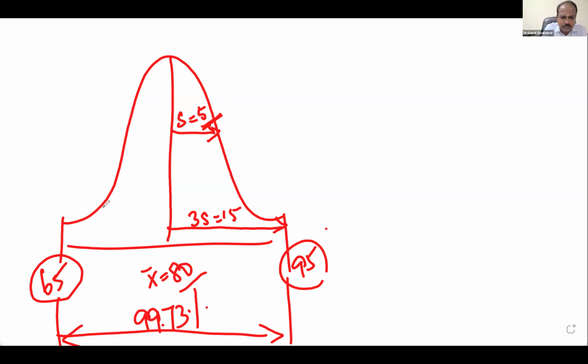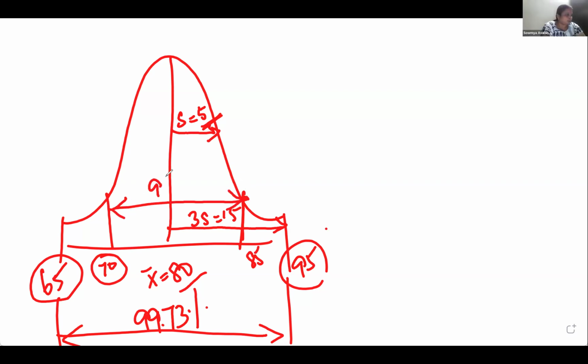Suppose I choose some other value, let us say instead of 65, let me choose 70. And let me choose 85 here. Now, what percentage of the students will be falling between these two? 95.4, very good. So, see here, just by having your data, I am able to understand the distribution. This is called normal distribution. This is a normal distribution, a realistic scenario. The real marks are used here, yes or no? 80 is a real average. 5 is a real standard deviation.